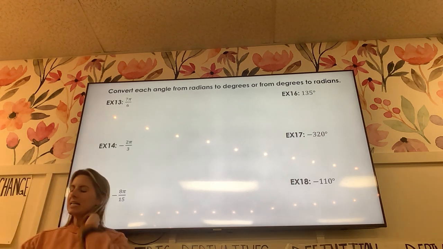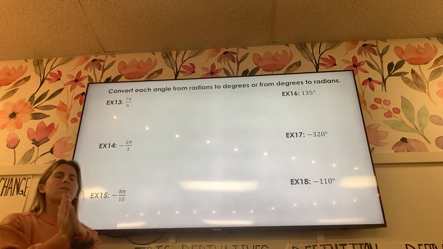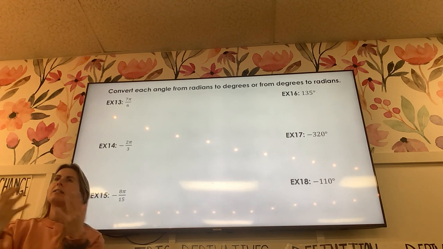All right, on these next 6 examples here, we're going from radians to degrees or from degrees to radians depending on what I have.